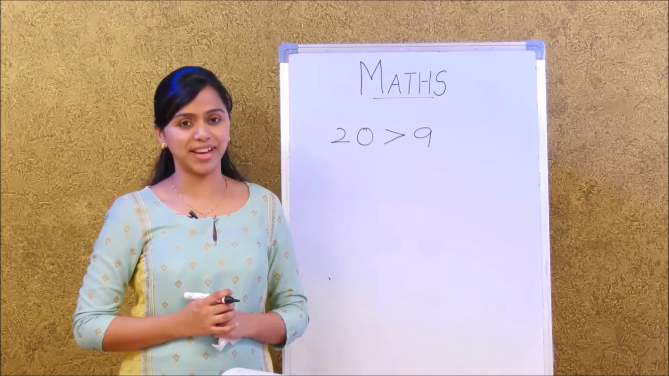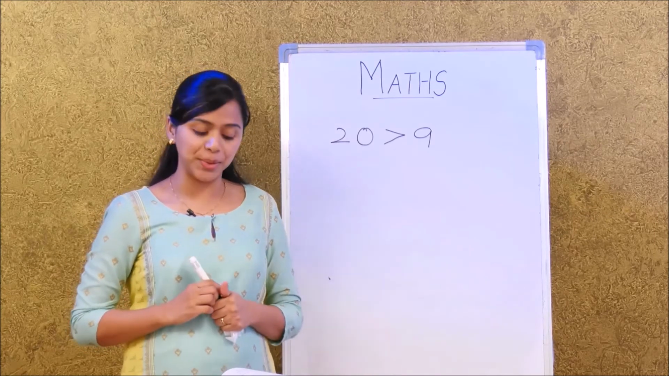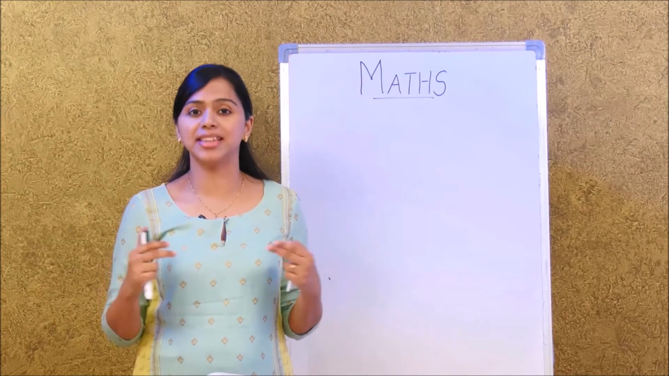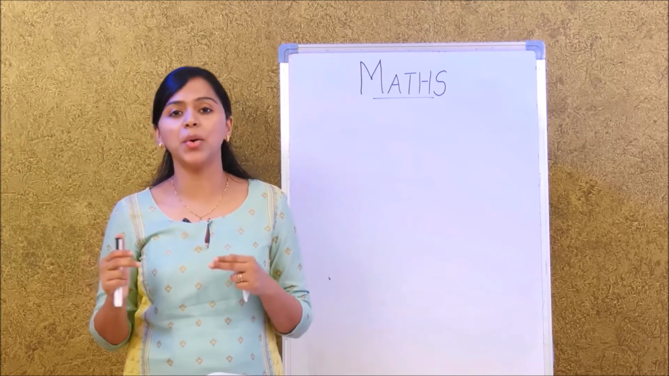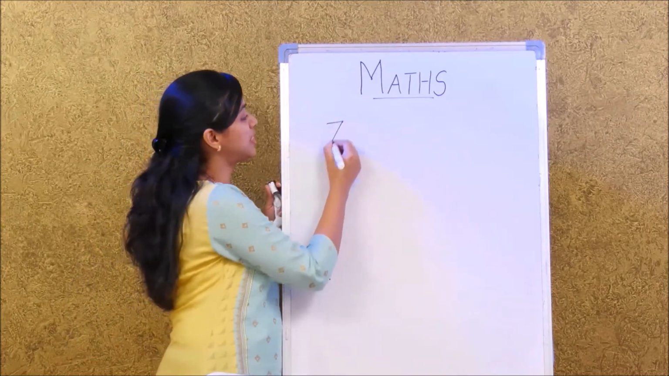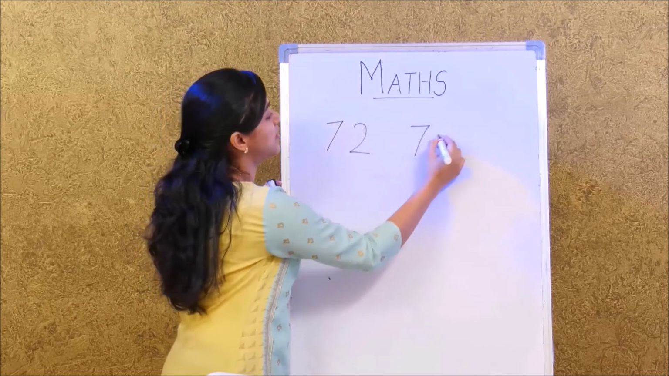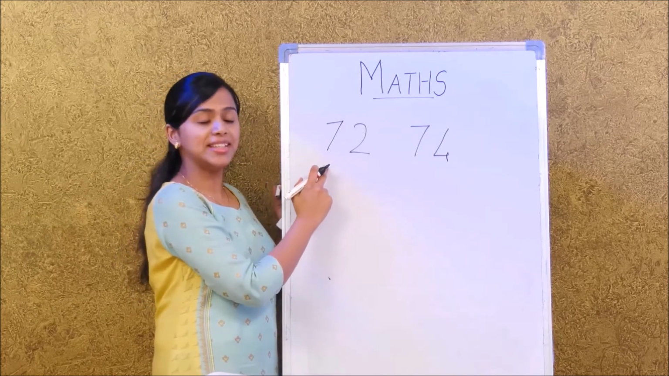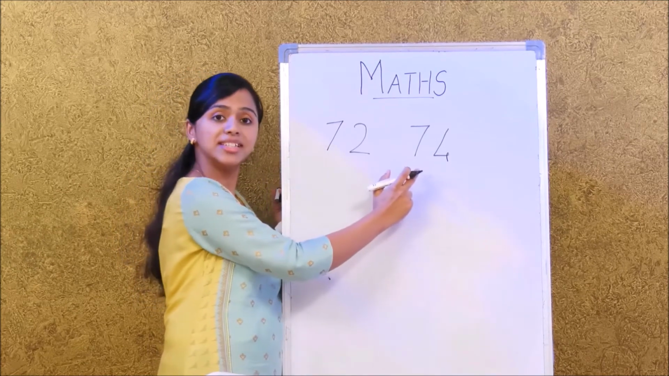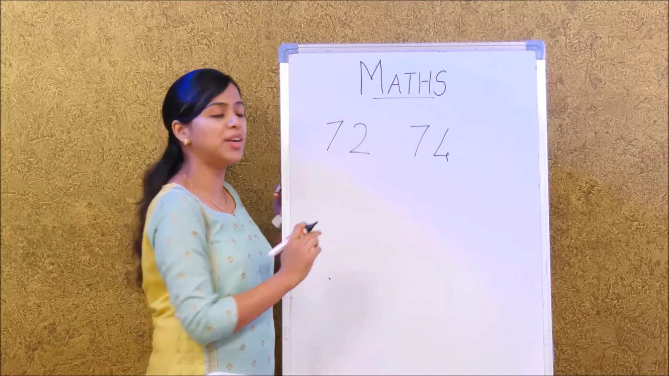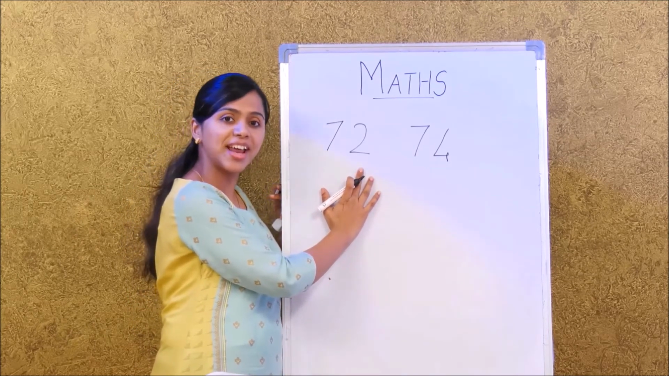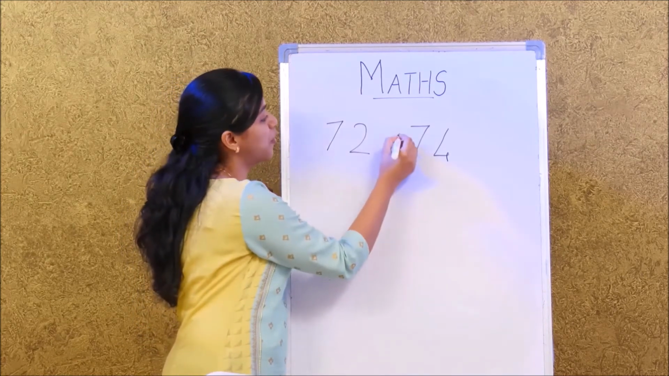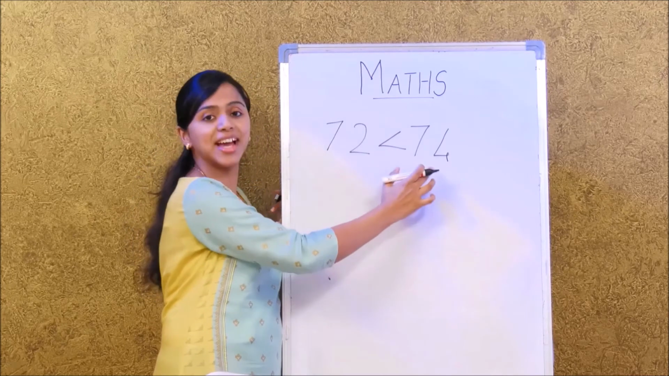That's quite easy, right? But what if both the numbers have the same number of digits? Then it's a little confusing, right? Then we need to go by the value. If both are 2-digit numbers, then we have to compare by looking at the ones. For example, if we have 72 and 74, the place value in tens is the same. We have 7 tens and 7 tens here. Then we have to go by the ones. We have 2 ones here and 4 ones here, right? So which number is greater? 74, right? So 72 is lesser than 74.